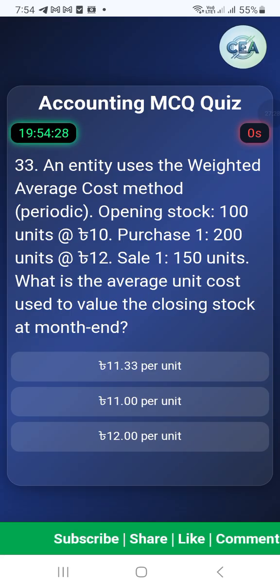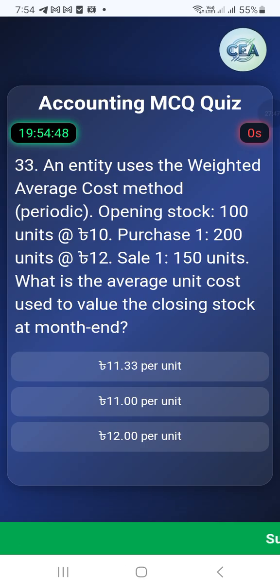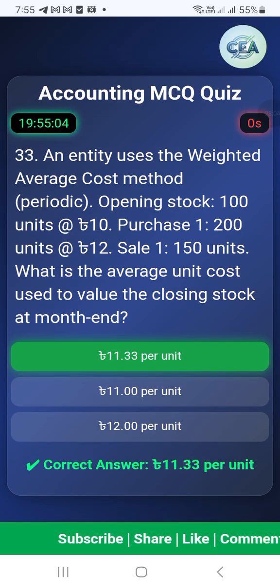33. An entity uses the weighted average cost method periodic. Opening stock, 100 units at 10 takas. Purchase 1, 200 units at 12 takas. Sale 1, 150 units. What is the average unit cost used to value the closing stock at month end? Option 1. 11 takas and 33 paise per unit. Option 2. 11 takas per unit. Option 3. 12 takas per unit. Correct answer is 11 takas and 33 paise per unit.